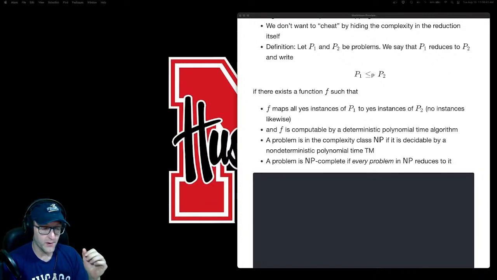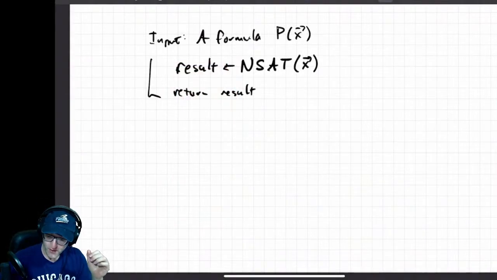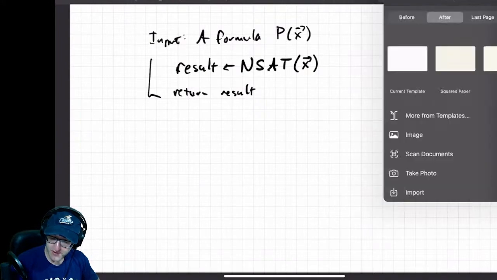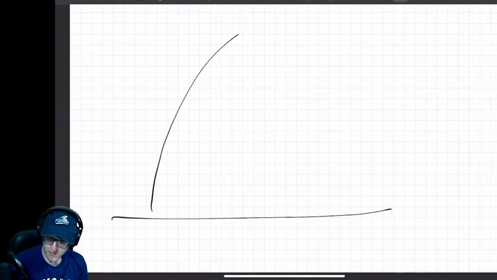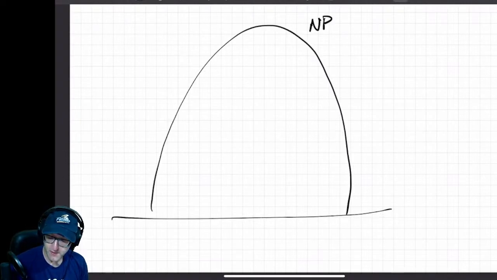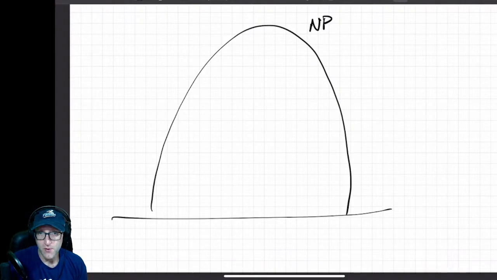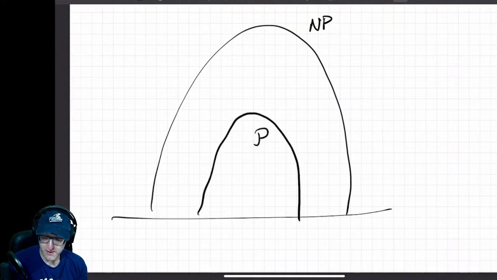Let me go back and redraw it. We drew this picture last time of the complexity landscape that we're looking at, where we've got all of NP here. This is any problem for which you can come up with a non-deterministic polynomial time algorithm or Turing machine to decide it. Within that, you've got the complexity class P, which is pretty much everything that you've looked at so far, at least that you've written solutions for. Minimum spanning trees, sorting, etc.